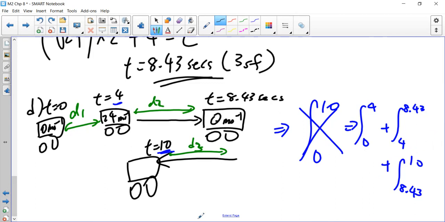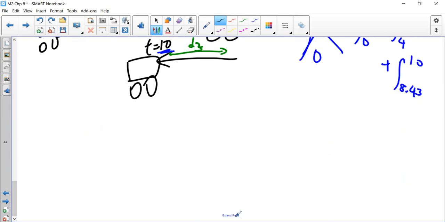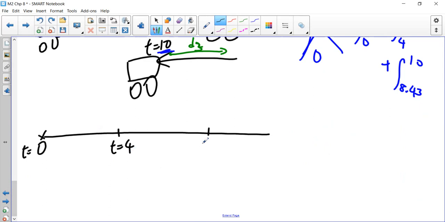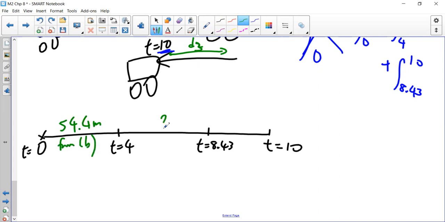So how do we do that? Well, the first bit, distance 1, we already know. If I draw a roadmap, it means at time t equals 0, t equals 4, t equals 8.43, and t equals 10. Now we found the distance from part B. This 54.4 meters comes from part B. So what we need to find is the distance here and distance here. I'm going to call them distance 2 and distance 3.